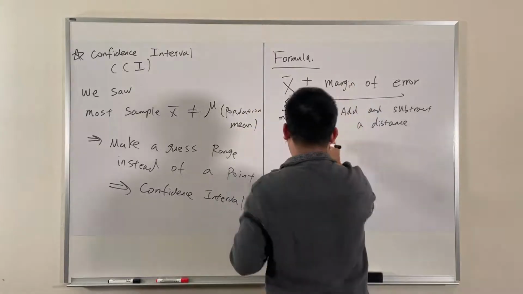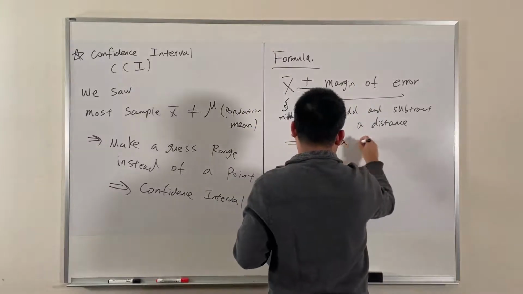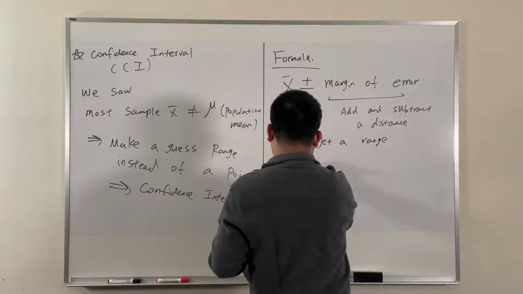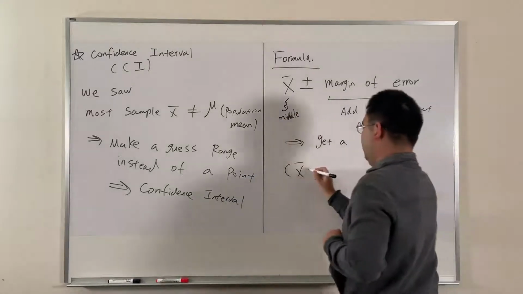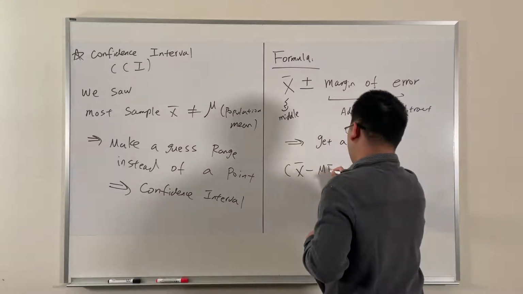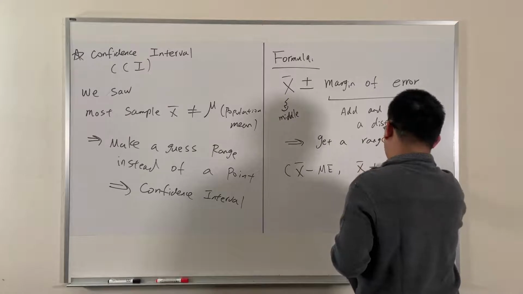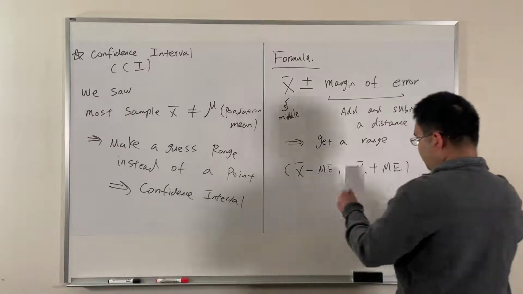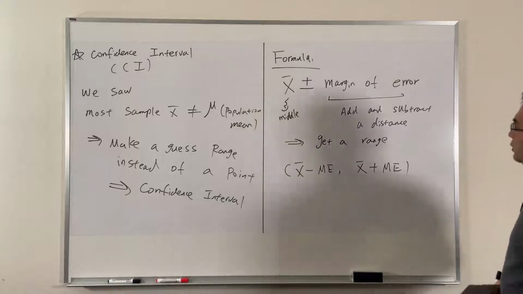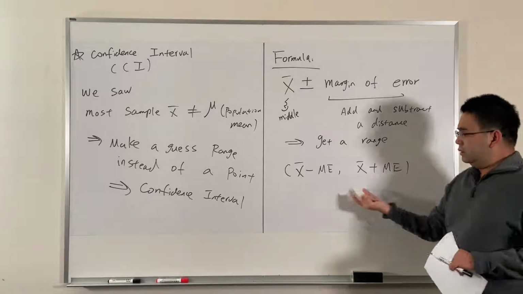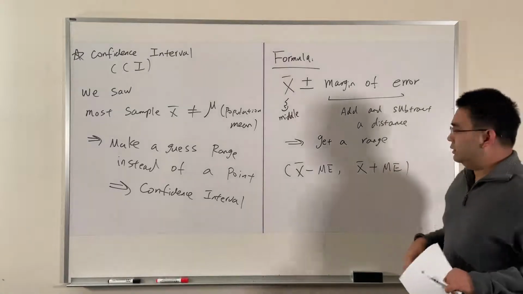If we expand this, we get a range with X bar minus the margin of error on the left hand side, and X bar plus the margin of error on the right hand side. And this is our range here. Now let's talk about what the distance is that you want to subtract and add to your sample mean.